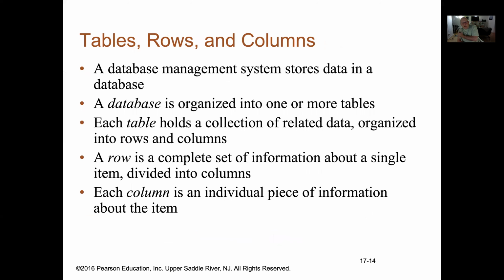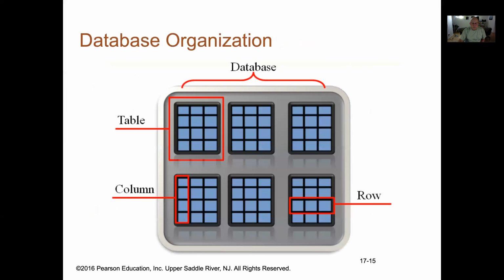So let's talk about tables, rows, and columns. A DBMS stores data in a database. A database is organized into one or more tables. Each table holds a collection of related data organized into rows and columns. A row is a complete set of information about a single item divided into columns. Each column is an individual piece of information about the item. So there are tables, rows, and columns.